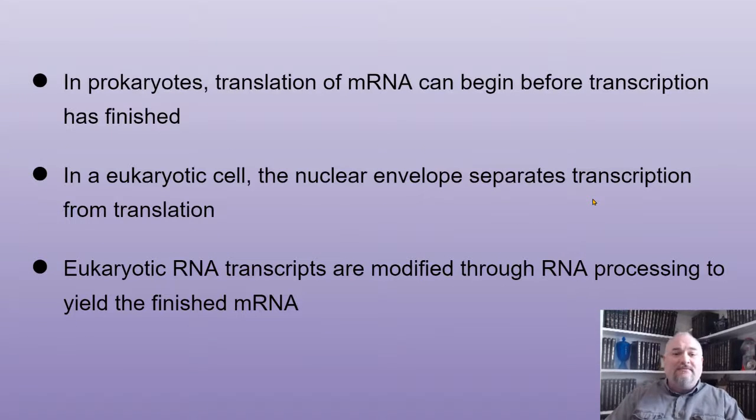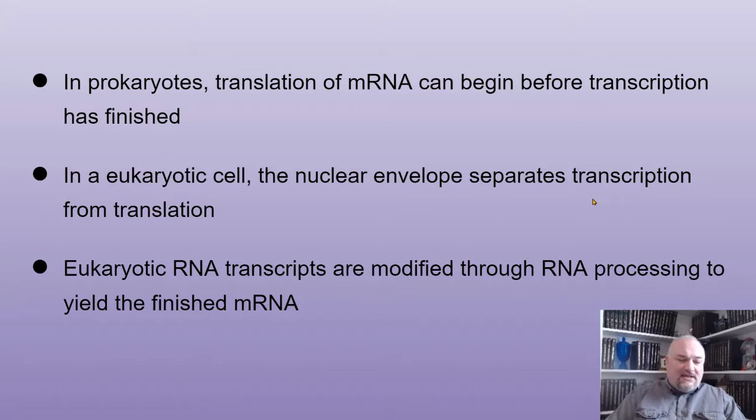In prokaryotes, bacteria, translation of mRNA can begin before transcription is finished, so it can happen simultaneously. In eukaryotes, it is separated because we do have the DNA stored in the nucleus. We have to finish transcription, then send it out to the ribosome, out in the cytoplasm, and then we can do translation. So there are two separate events in us.